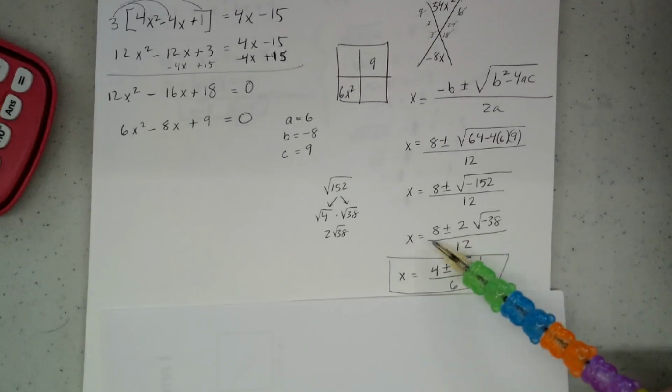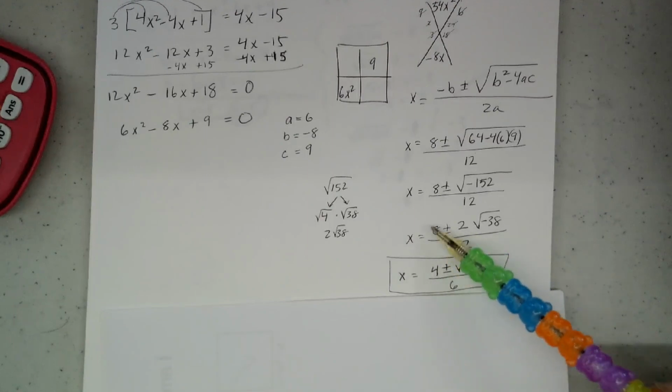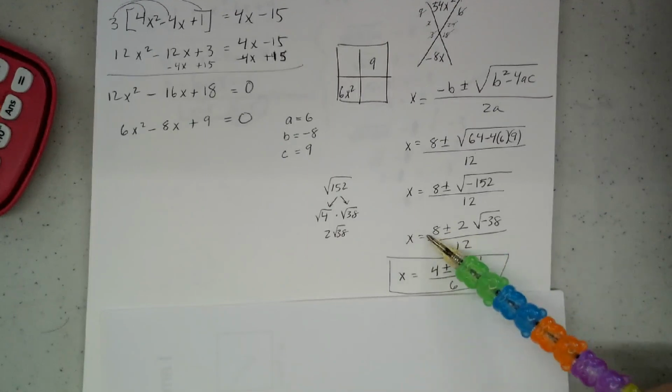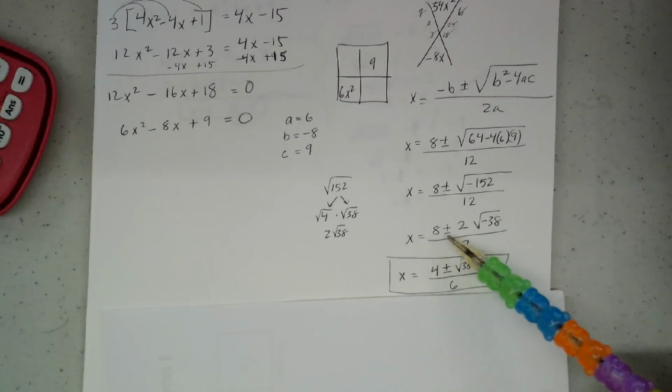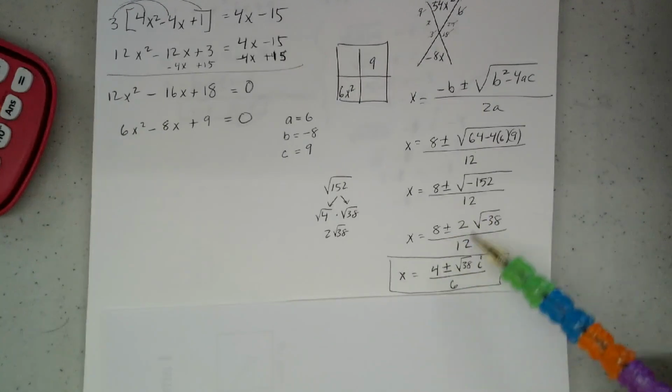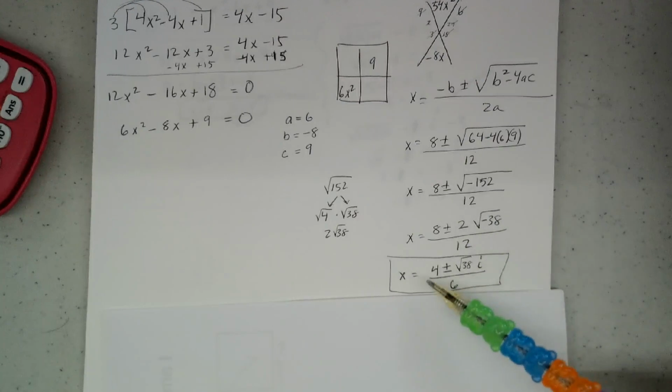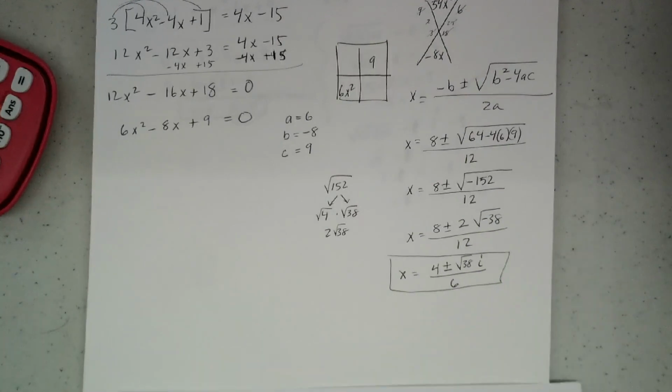And then right here, it's kind of like I factored out a 2. Like I took half of 8, half of 2, and half of 12. I factored out a 2 on the top and the bottom. I didn't show my factoring. And that's my final answer.